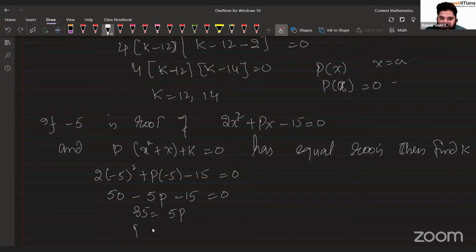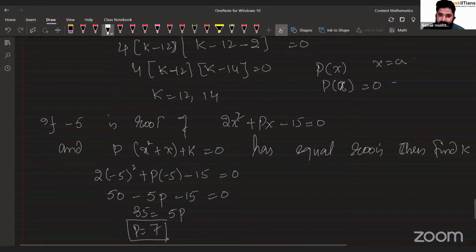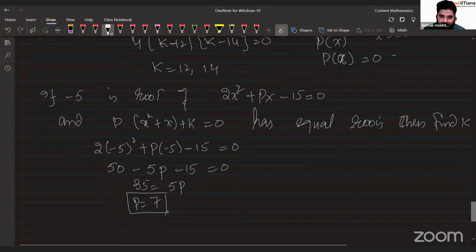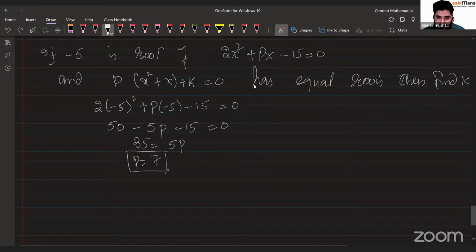So p is equal to 7. This is the answer. Done. That's it. Okay. Now, if p is 7, my quadratic equation, which is here, will be reduced to the form like this.